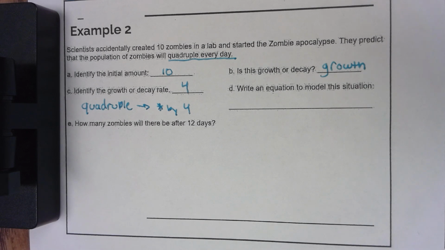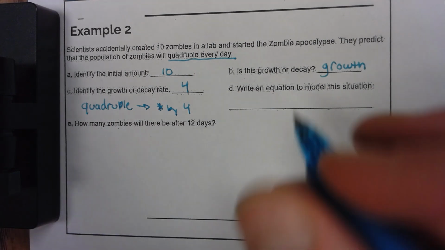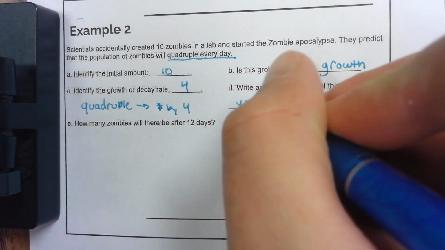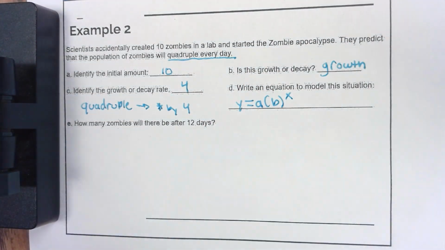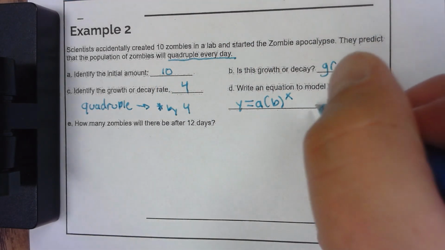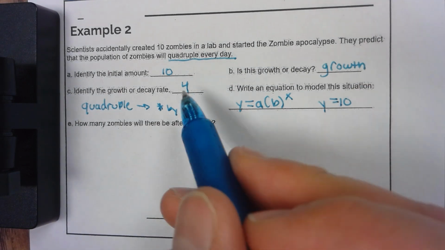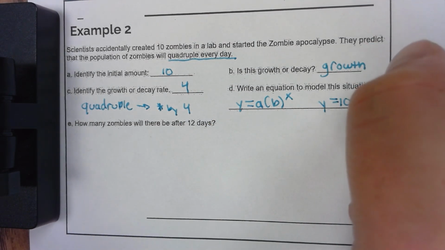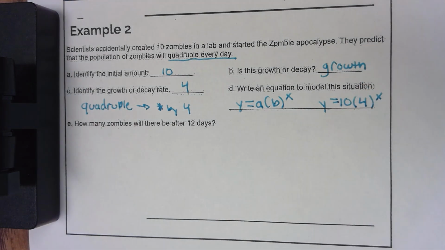Well, it'd be 4 to the power of x when I put it in the equation. With the equation, we need exponents here. To quadruple, it's going to be to the power of x. And so now, piecing all this together, we're writing the equation in the form of y equals a times b to the power of x. A is that starting amount of 10. B is the multiplier, which is 4, and then to the power of x. So y equals 10 times 4 to the power of x represents how this zombie apocalypse is going to break out.